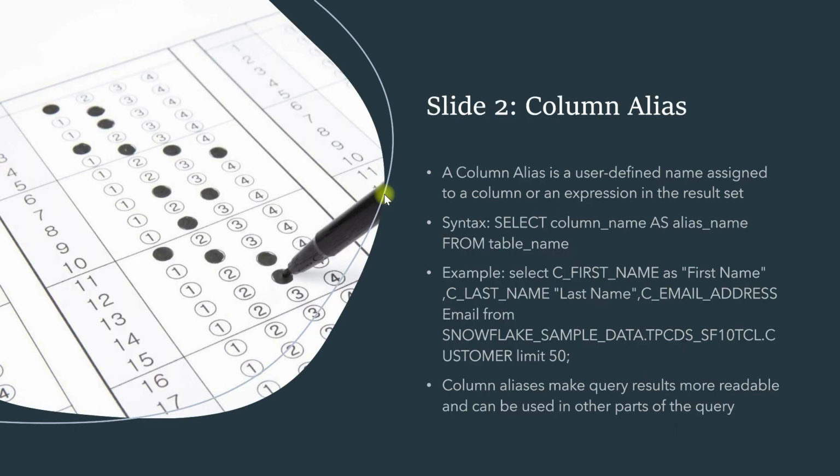So let's start with column aliases. A column alias is a user-defined name assigned to a column or expression in a result set. The syntax is: select column name as column alias name from table name.